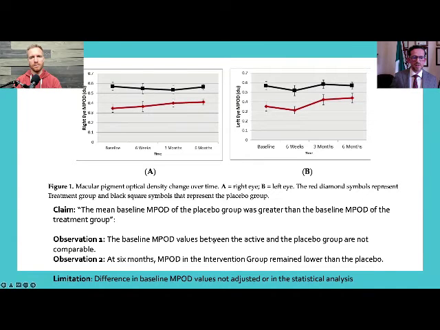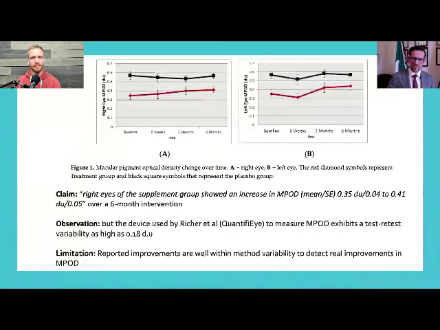So I've pointed out some of these already. The baseline macular pigment values between the active and placebo group are not comparable. And at 6 months, and I think you pointed this out yourself, Chris, the intervention group remained lower than the placebo. So there's the difference in baseline values. And the other thing is, even if they did do the proper analysis, given the significant and stark differences in the pigment at baseline, they would have had to control for that throughout the analysis. And that also wasn't done in the statistical models that were used here.